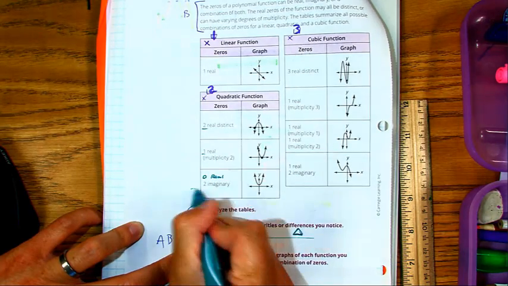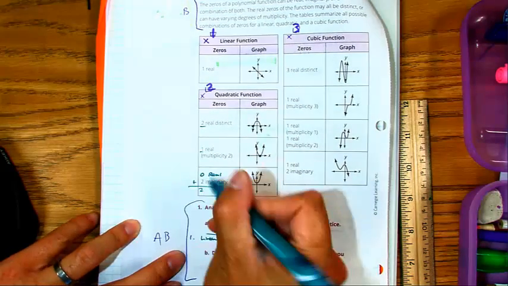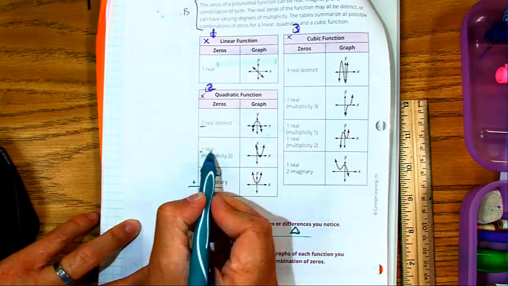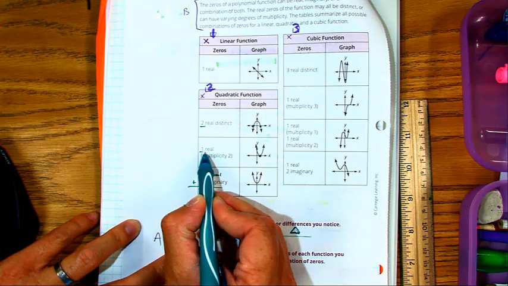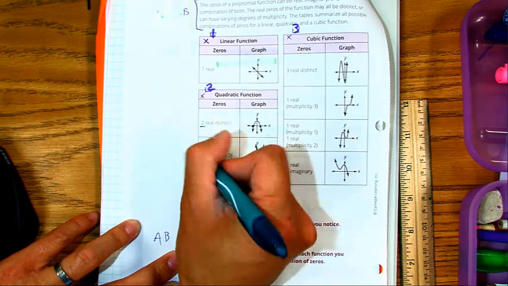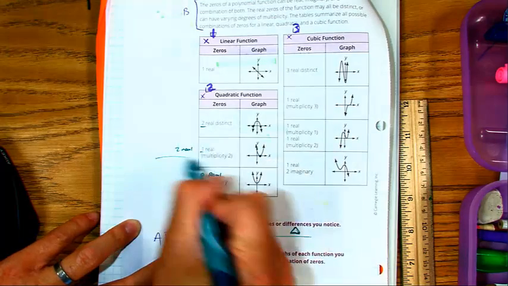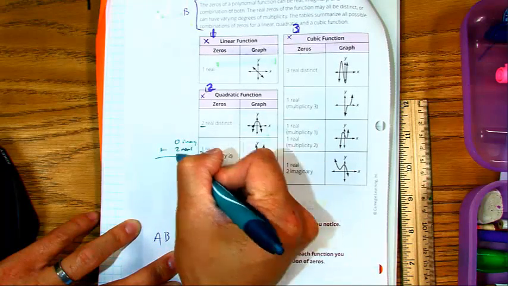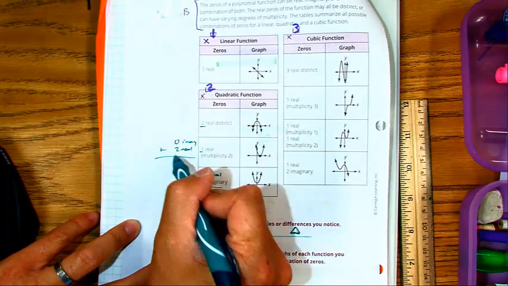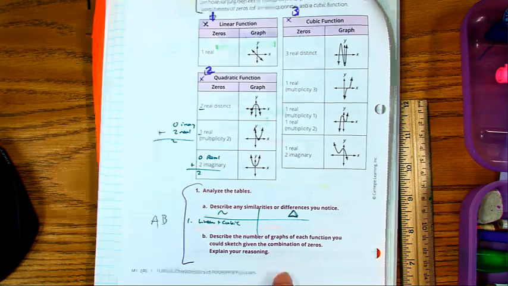So if you add those together, what do you get? 2. This one says 1 real, but they call this a double root, which basically means it's 1 times 2, which is 2 reals. Did you have any imaginaries? No imaginaries. So 0 plus 2 is? 2. So this is really the big idea.